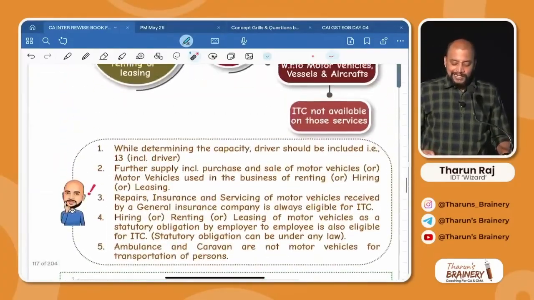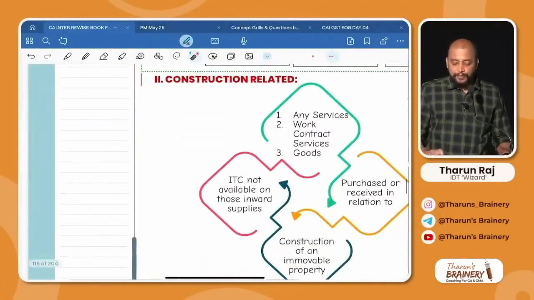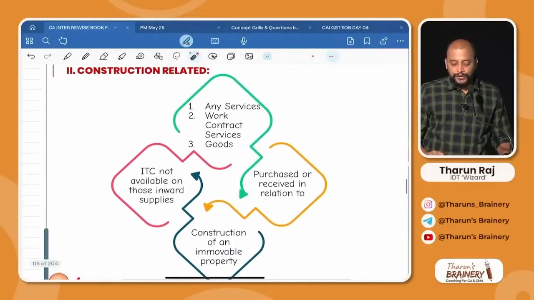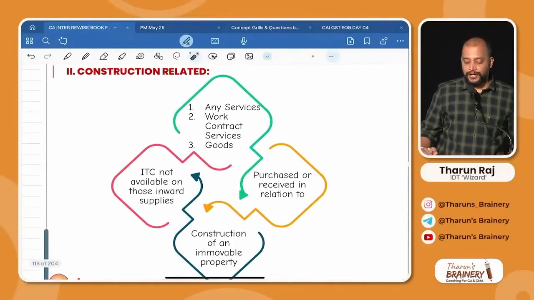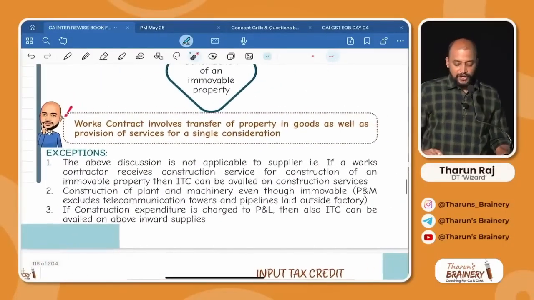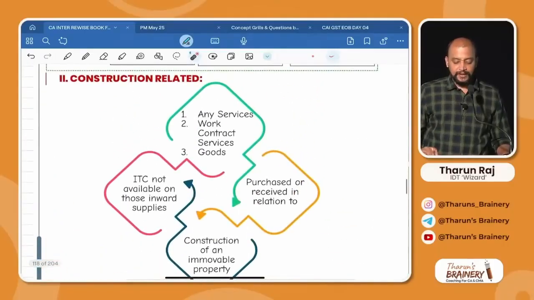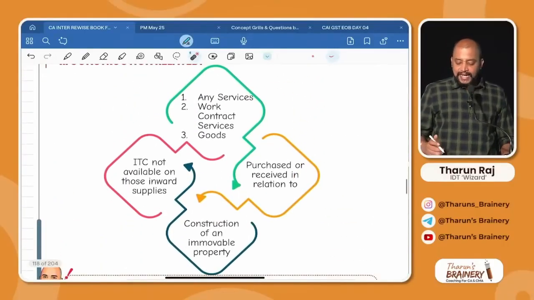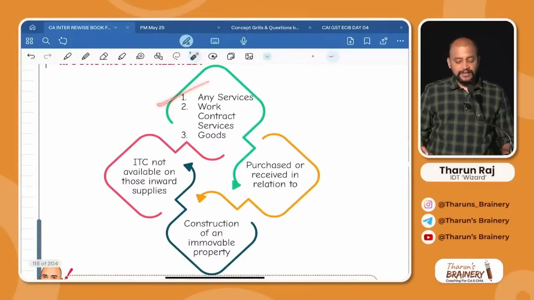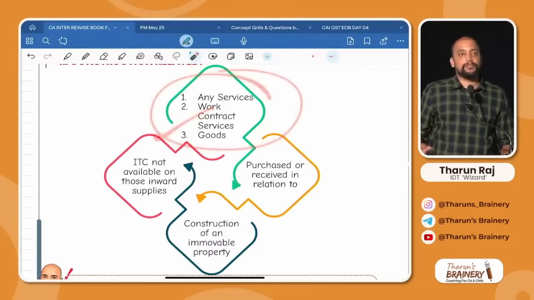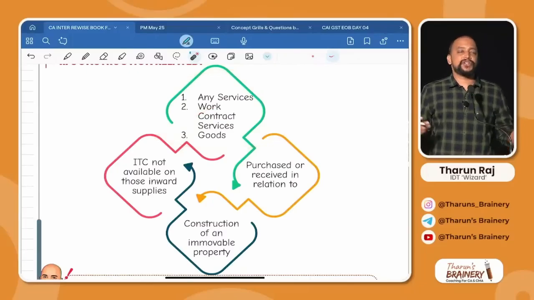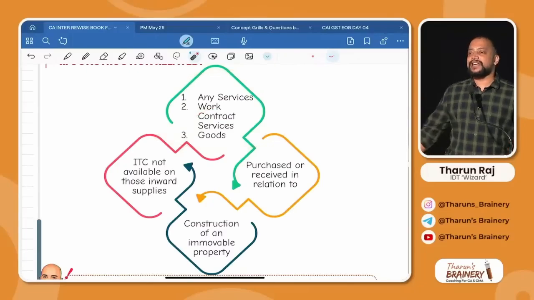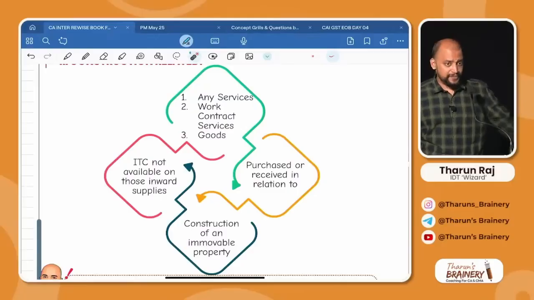So we completed all motor vehicle related points. Now we are moving on to construction related blocked credits. Page number 106. Page number 106. First, any services, works contract service or goods. These are the 3 inward supplies. Any service like construction service, interior decorator service, architect services, any service.